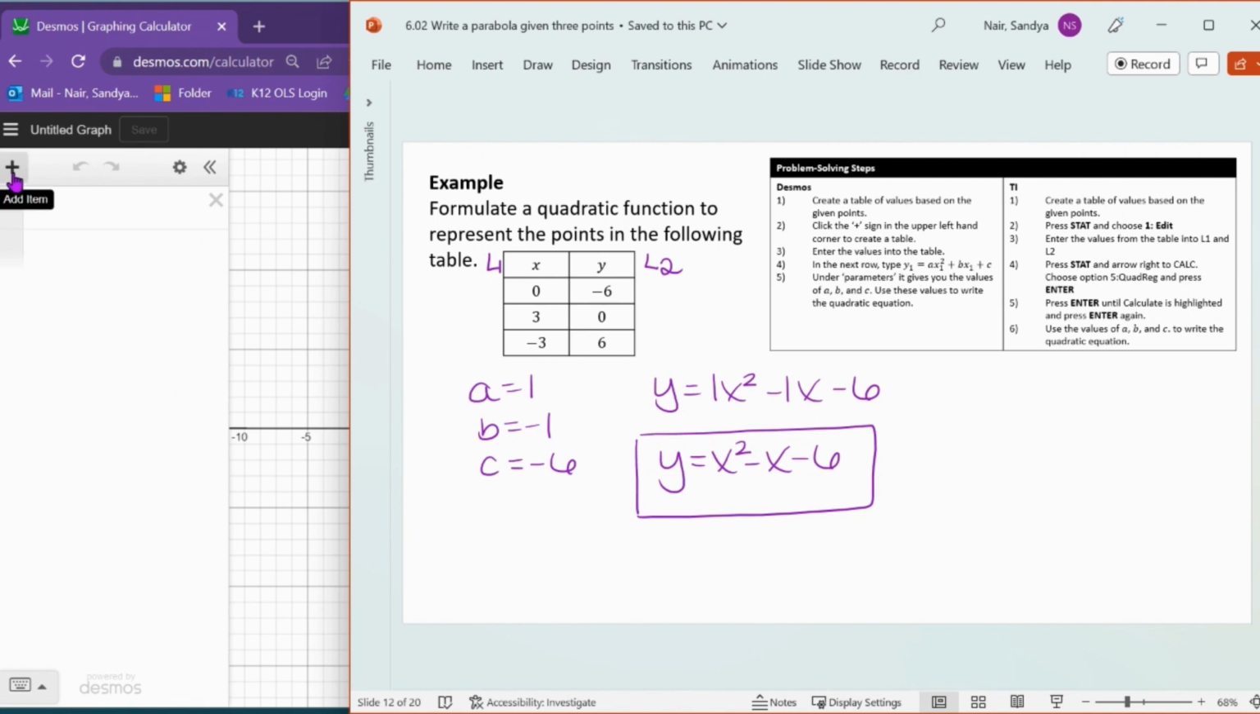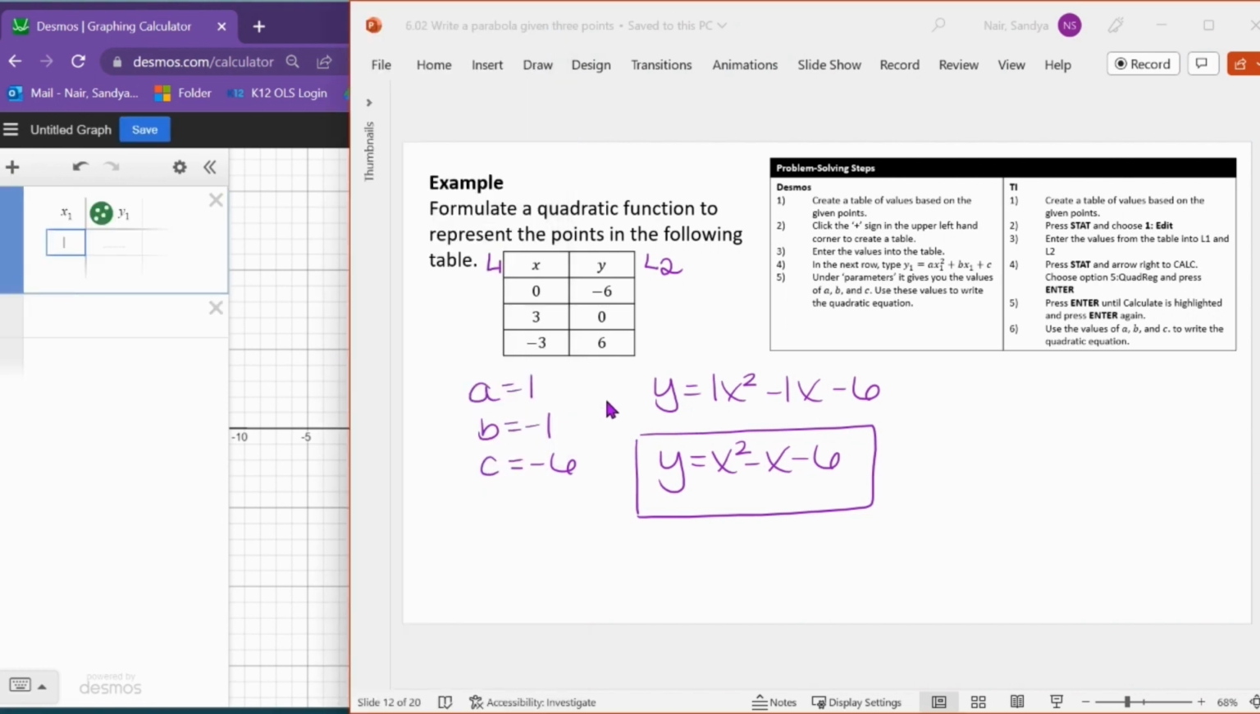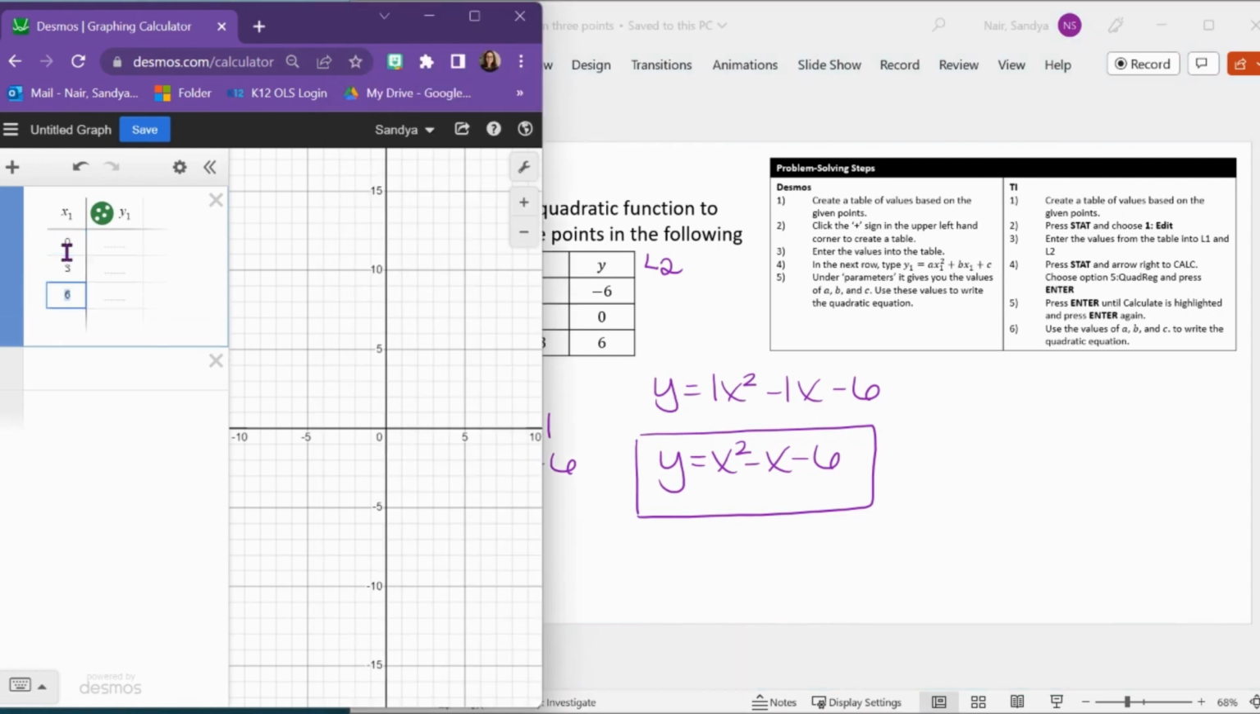What you will do is you'll create the table by going to this plus sign. It says add item, and you're going to select table. So in X1, you're going to enter all of these X values. So we have say 0, 3, -3. And then in Y1, we enter all of our Y values. So we have -6, 0, and 6.